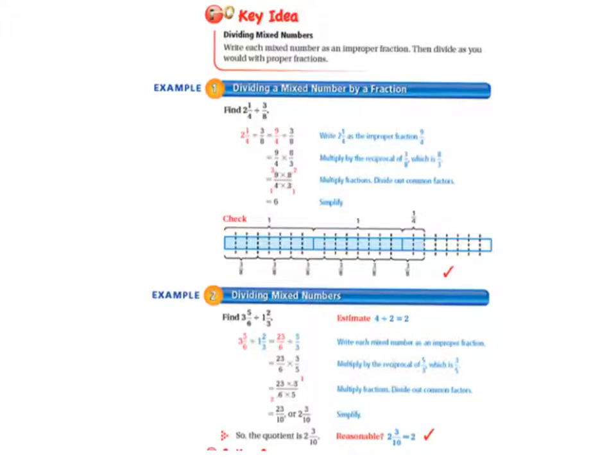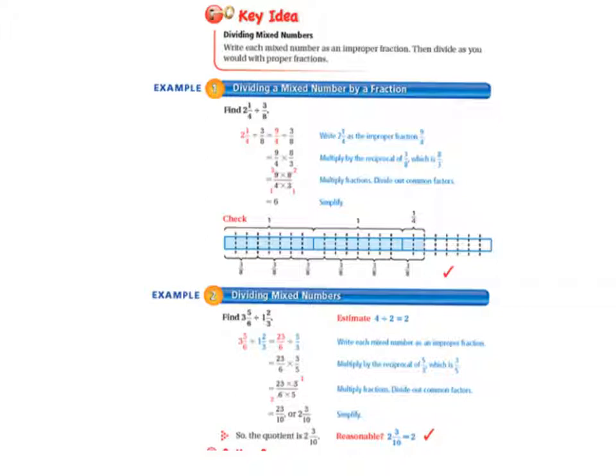Today we'll be working on the examples in your textbook on pages 72 and 73. Take a moment to write the key idea at the top of page 72 in your math notebook. Let's read it together. Dividing mixed numbers. Write each mixed number as an improper fraction, then divide as you would with proper fractions.